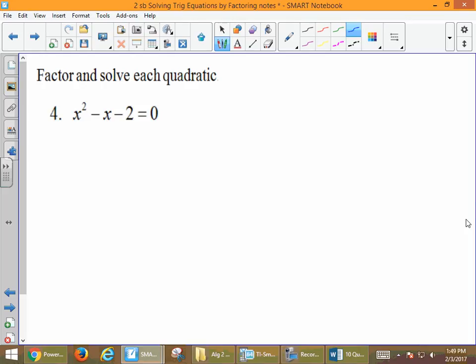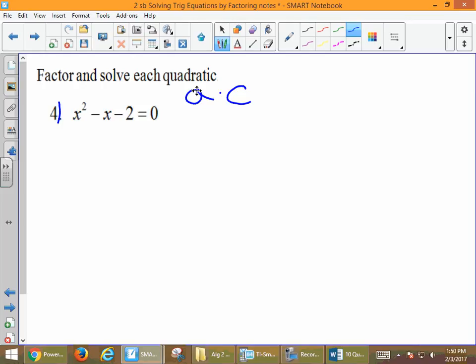And so the first step we need to do when factoring, or the first step that I was taught to do while factoring, is you take A times C. And so our A is really just a 1 in front of our x squared.